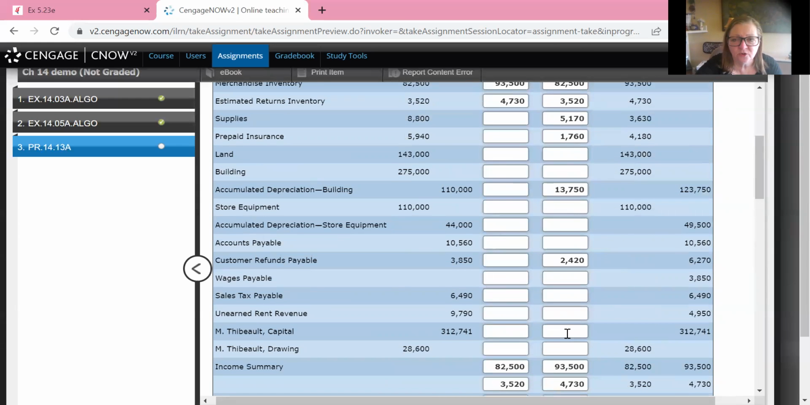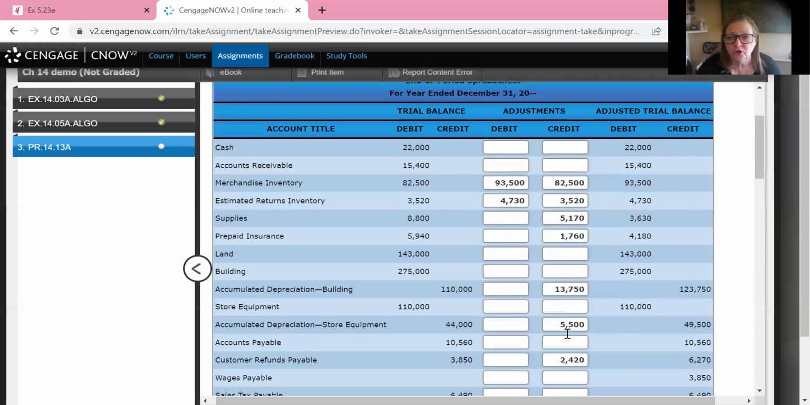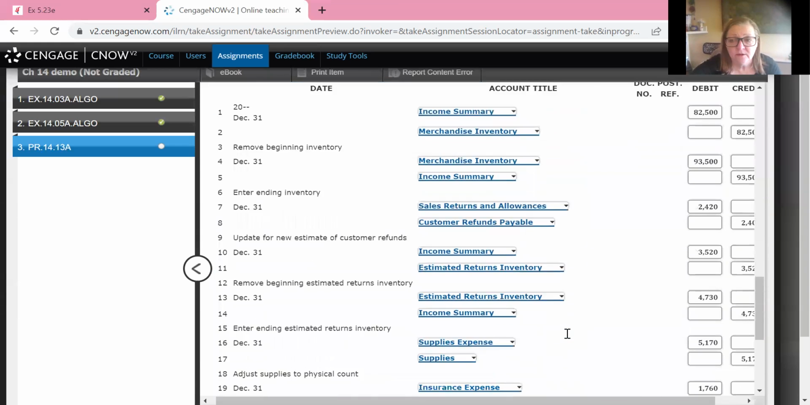Okay, so the store equipment, $5,500. Look how it changed the balance from $44,000 to $49,500. That's correct, isn't it? That looks right. So when you're done, even before you click check my work, you can look at every entry you have in the adjustments column and see if posting that debit or credit or both will bring you to the ending balance in the adjusted trial balance.